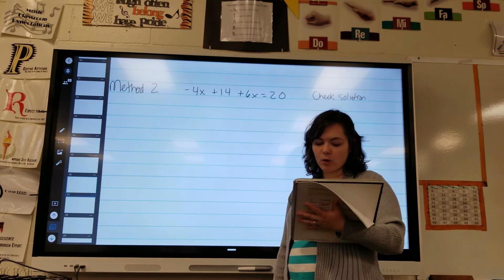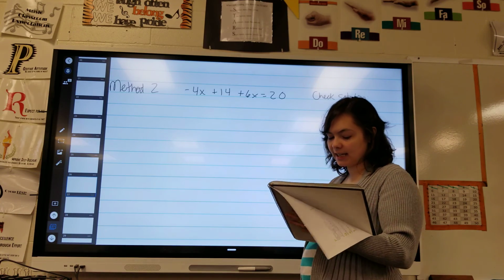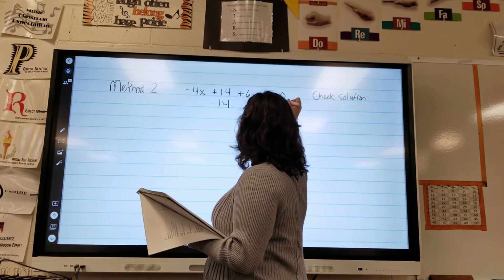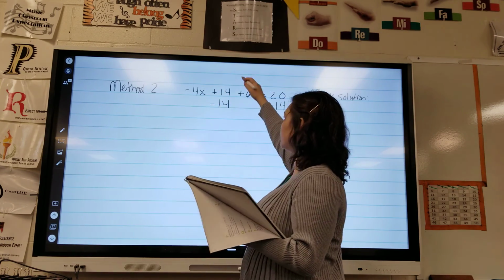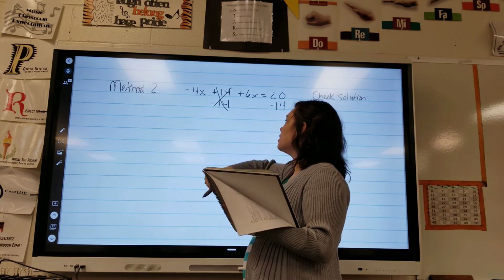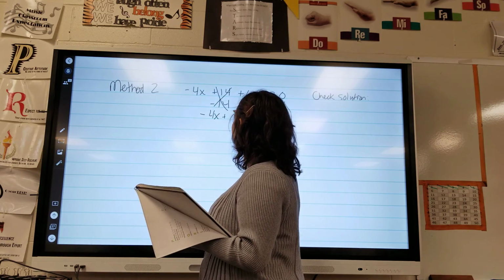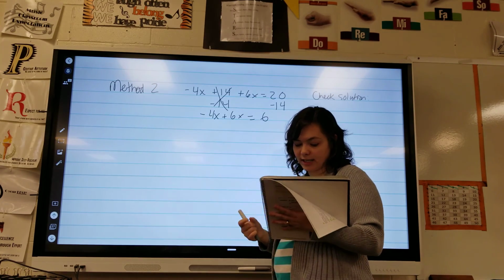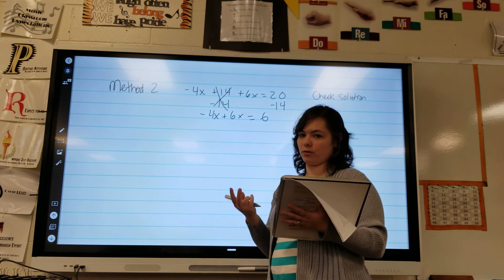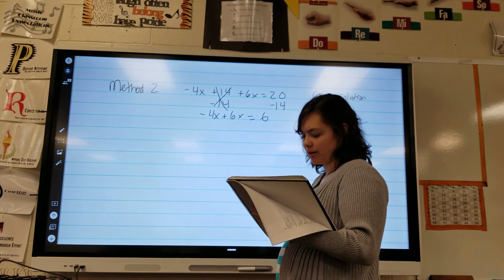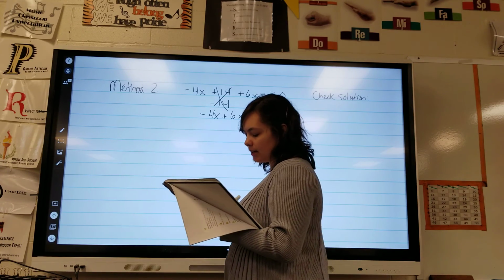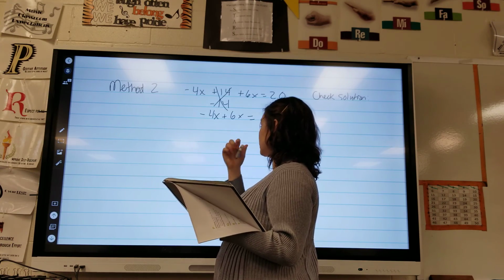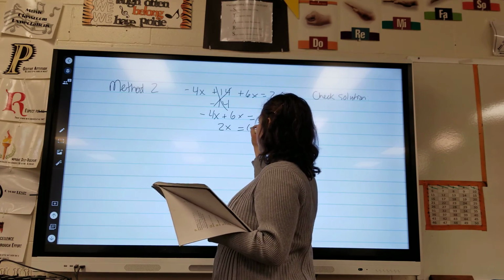The next method, what it does first is it adds negative 14 to both sides. So it subtracts 14 first. So now we get the 14 out of the way. It's canceled. And we have negative 4x plus 6x is equal to 6. Then we can combine like terms. So basically they're just reversing the order a little bit. It's the same process, just the order's different. Combining these like terms, we get negative 4 and we have 6. So negative 4 plus 6 we know to be 2x, which is equal to 6.